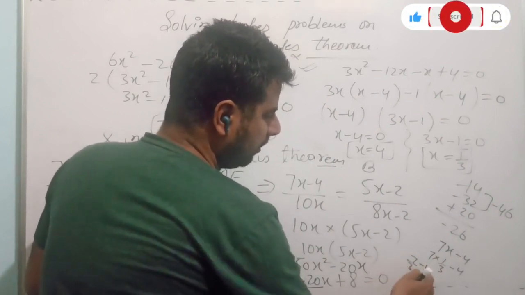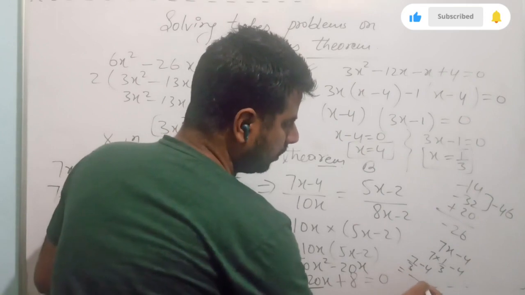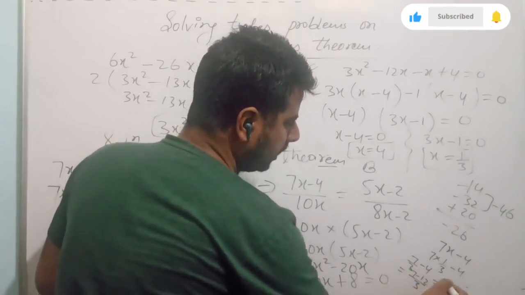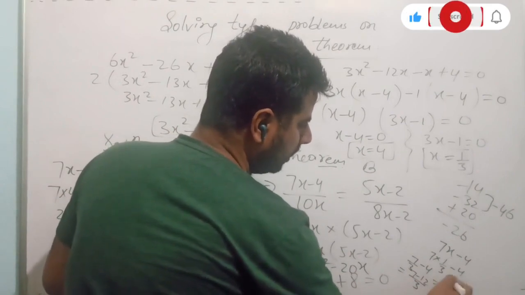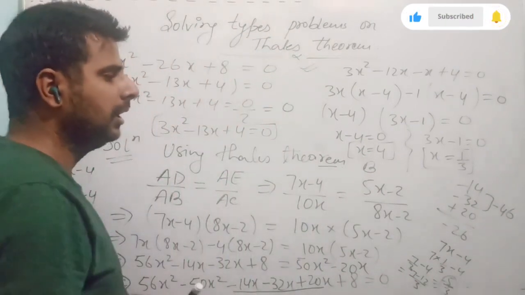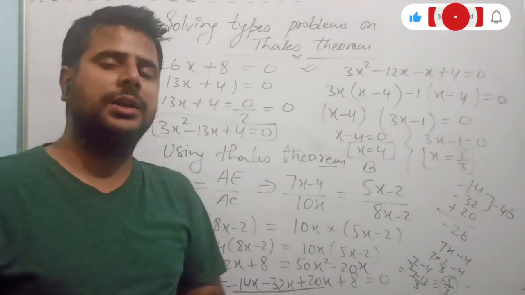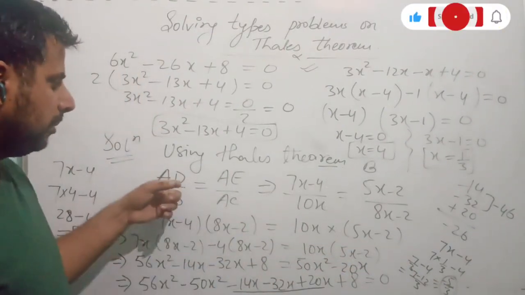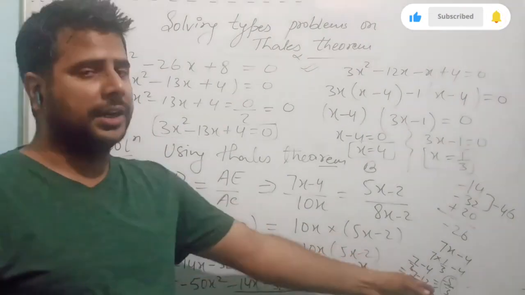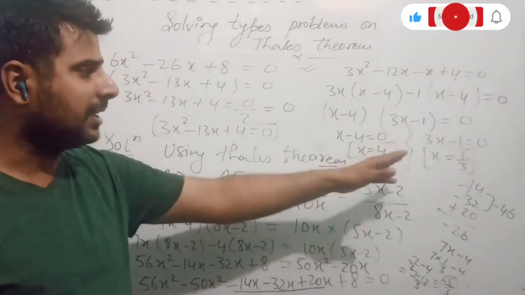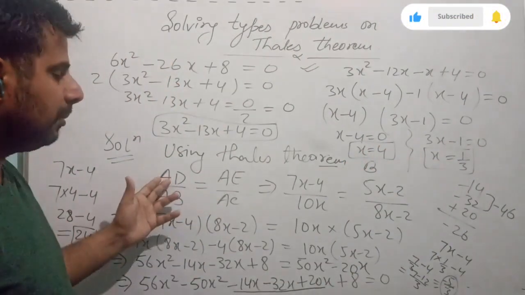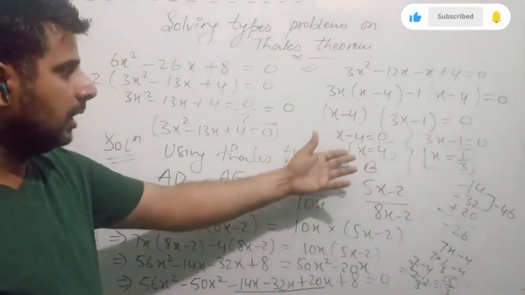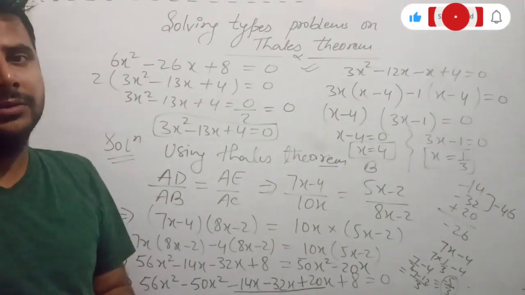And 7 by 3 minus 4 will be, 3 will be the LCM, right? 7 minus 12, that is none other than minus 5 by 3. See, it is coming minus 5 by 3. And we know that minus 5 by 3 is a negative value, and distance will never be negative. So here it is coming that AD is negative. So we can say at x equals 1 by 3, AD is coming negative. So x equals 1 by 3 will not be the answer. So only x equals 4 will be the answer of this question.